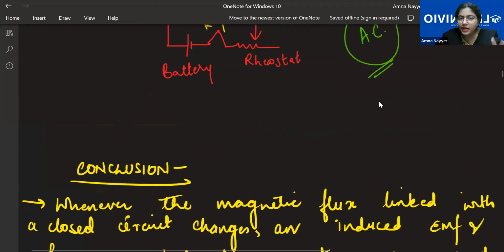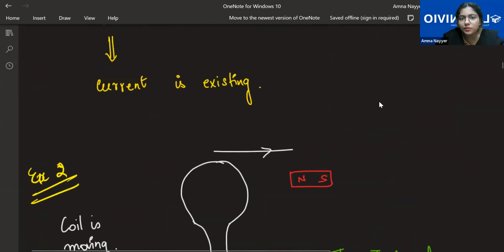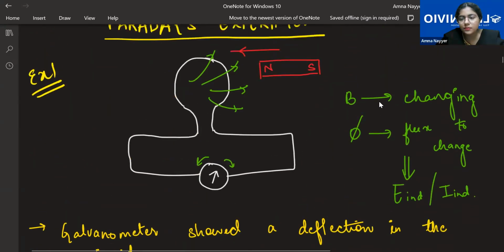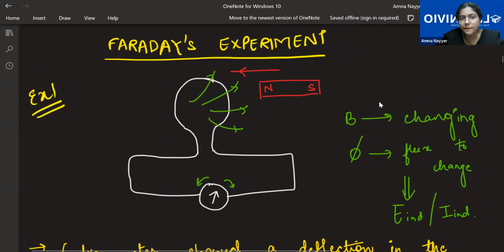This whole experiment and the conclusions, are they clear to all of you? Yes, ma'am. Okay, start writing. If you are stuck anywhere, please let me know. I'll discuss. Okay, please start writing.